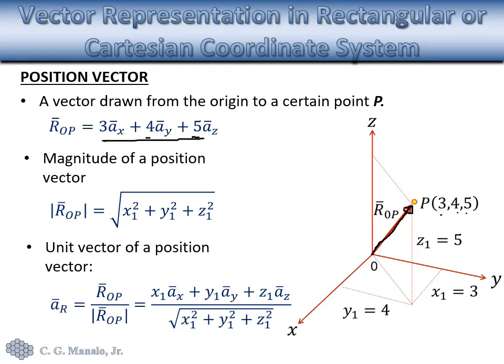And the magnitude of the position vector should be given by its Pythagorean equivalent, as shown here. And the unit vector corresponding to the direction of that vector should be given by this expression. So the unit vector is the vector itself divided by the magnitude of that vector.